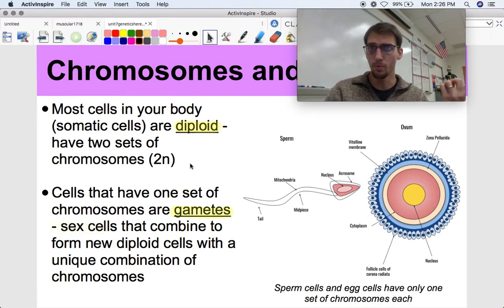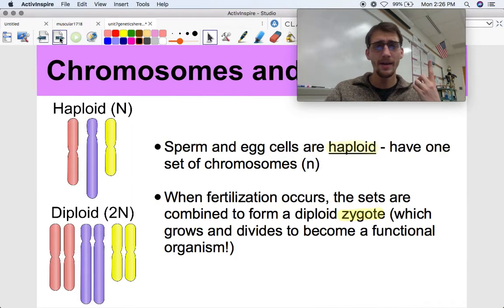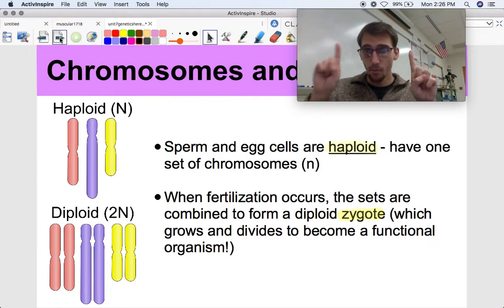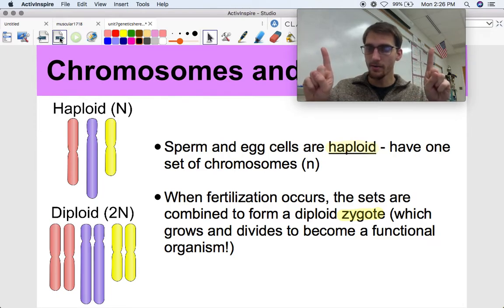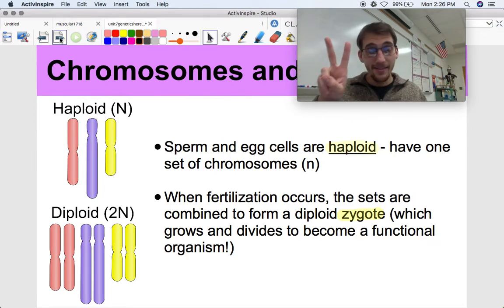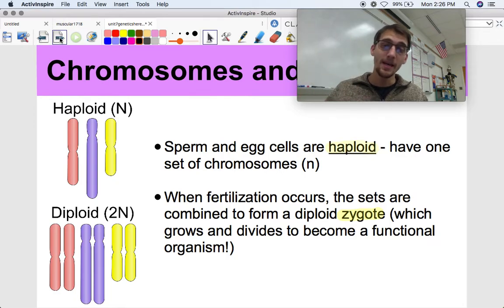And why do you make them? Well, it's to reproduce, right? To have children. So why do they only have one set of chromosomes? Well, that's because when they fuse during fertilization, when sperm and egg combine, you take one cell with one set of chromosomes, and you take another cell with another set of chromosomes, you combine them together, and you get a diploid cell.